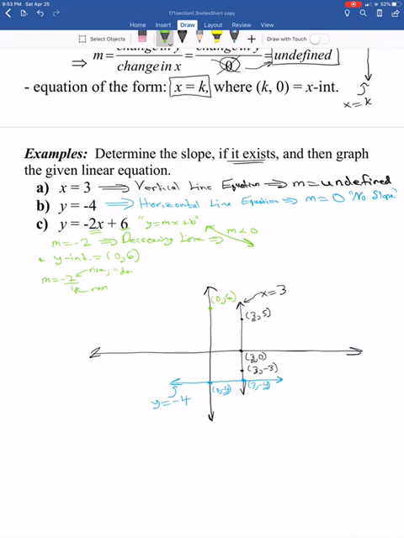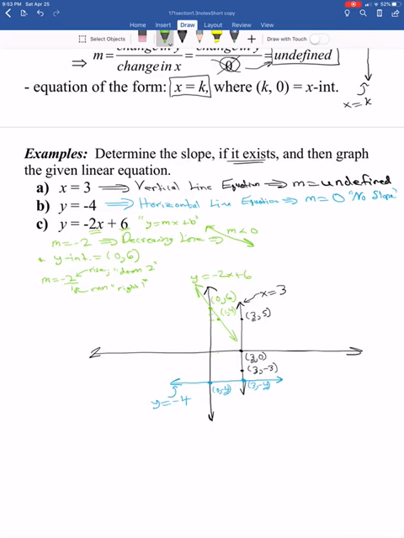Down 2, negative 2. And then run, positive 1, right 1. So there's the slope. Down 2, right 1. So down 2, let's plot another point. We'd be at (0, 4). And then, of course, right 1, we would be at the point (1, 4). And then you could graph in this line. So there's the graph of y equal to negative 2x plus 6.